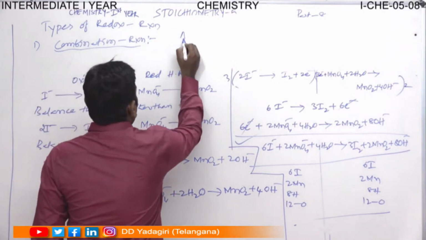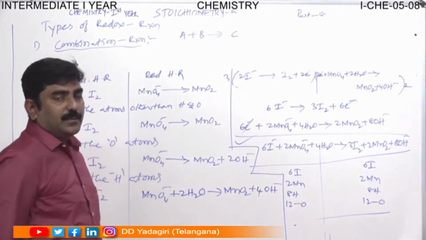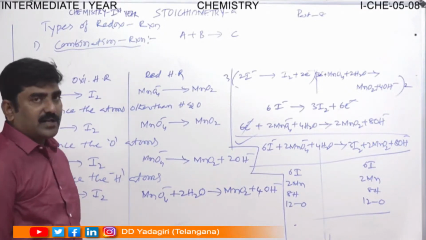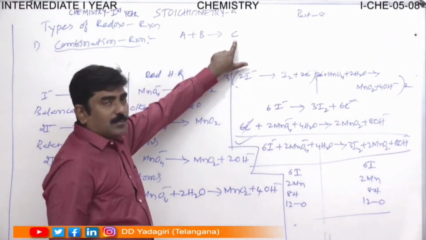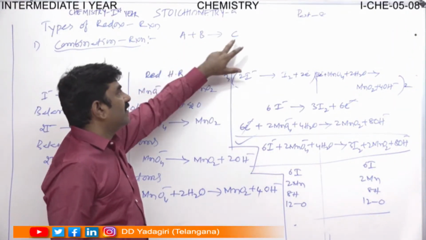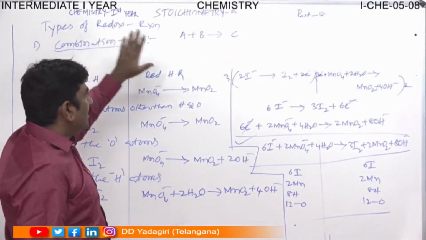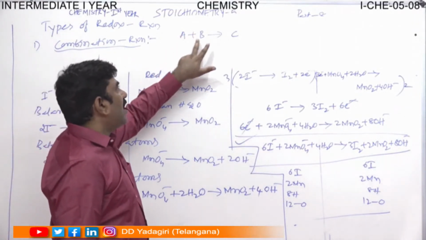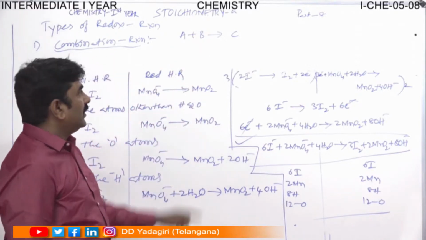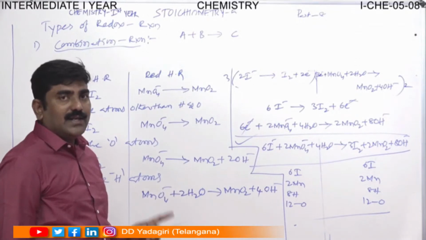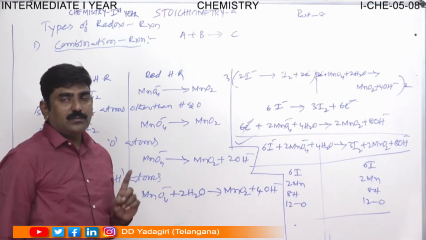How can we write it symbolically? A plus B will give AB, or you can write C as the product. So two reactants are participating and giving a single compound. So this type of reactions are called as what? Combination reactions. In this case, the condition is either A or B or both should be in the elemental form.